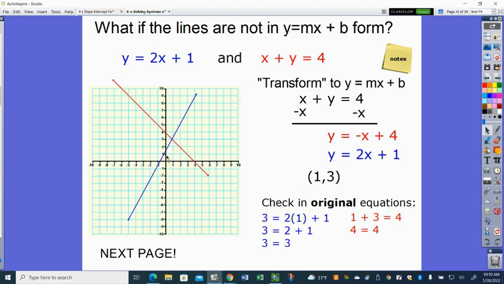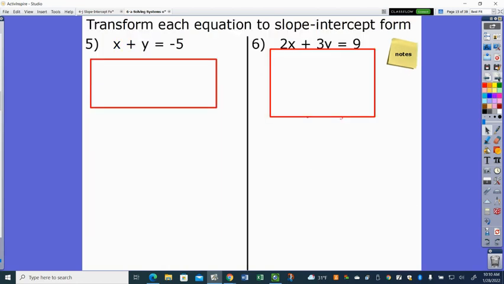So here is my, let's see, 1, I'm a little bit off there, but up 2 over 1. And then the other one is 4 down 1 over 1, and you see they're meeting at 1, 3. And if I put the 1 in for x and the 3 in for y, it works in the top equation, the bottom equation, and the top equation. So that's just an idea of transforming. So let's just do a couple more, just transforming there.